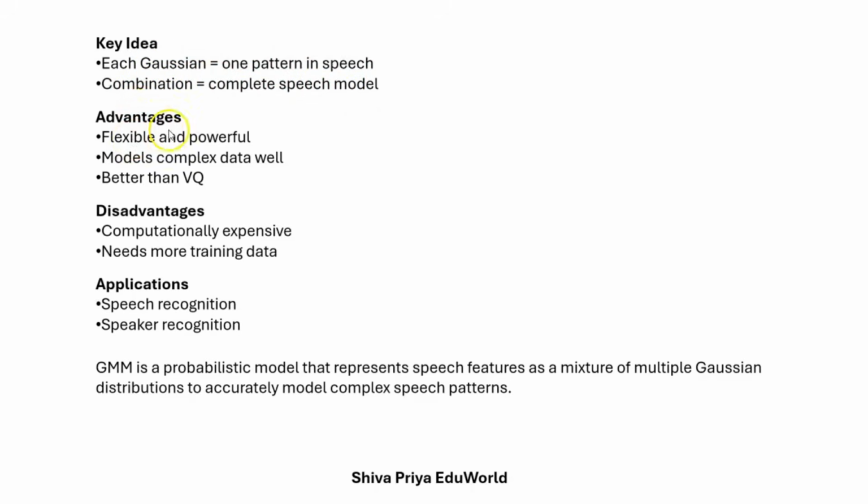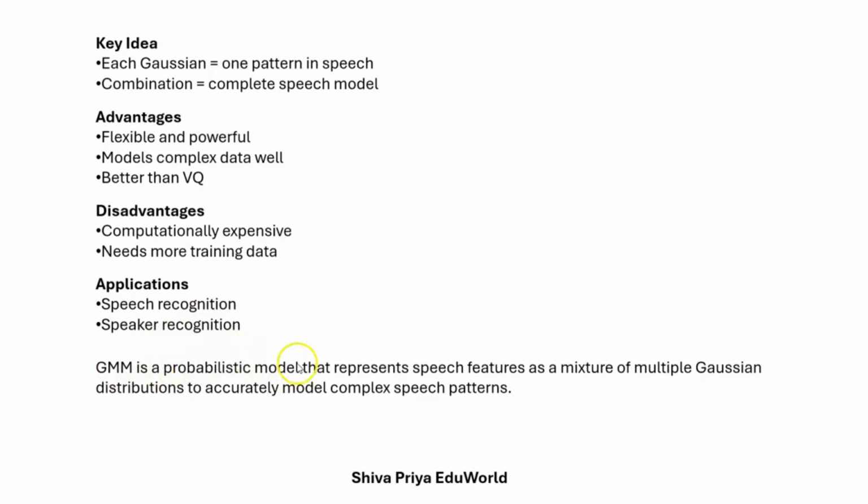The advantages are that it is flexible and powerful, and models complex data well, better than VQ, as I already told you. The disadvantage is also there. It is computationally expensive because it handles the complex data in a systematic way. That's why it needs more training data and is computationally very expensive. These are all the disadvantages. Applications are speech recognition and speaker recognition, same as VQ.